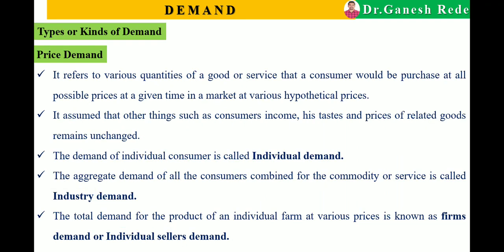Now which are the types, or kinds, of demand? Basically there are three types of demand: price demand, income demand, and cross demand, and another two are derived demand and autonomous demand. Now we will discuss them one by one. The first one is price demand.